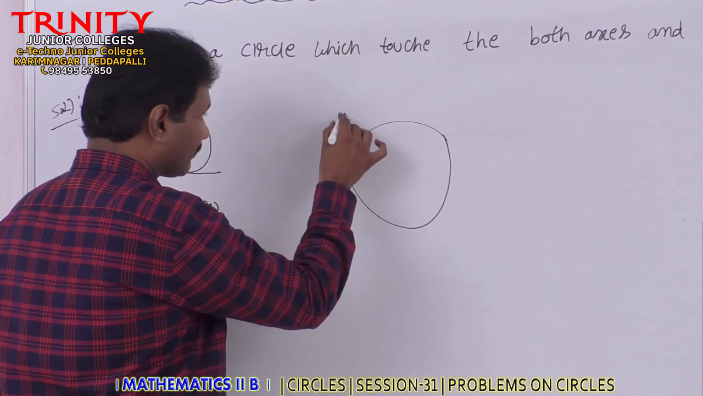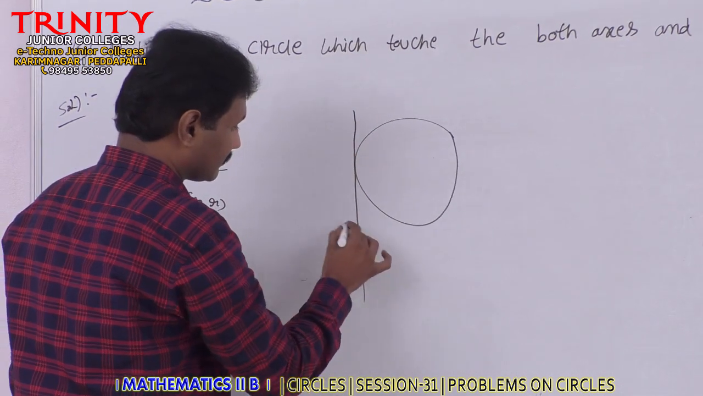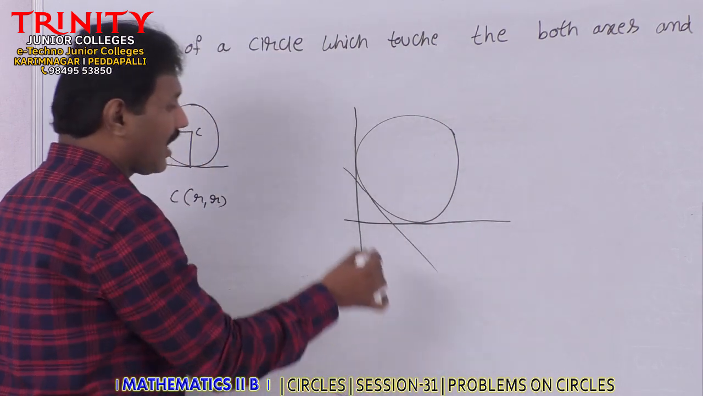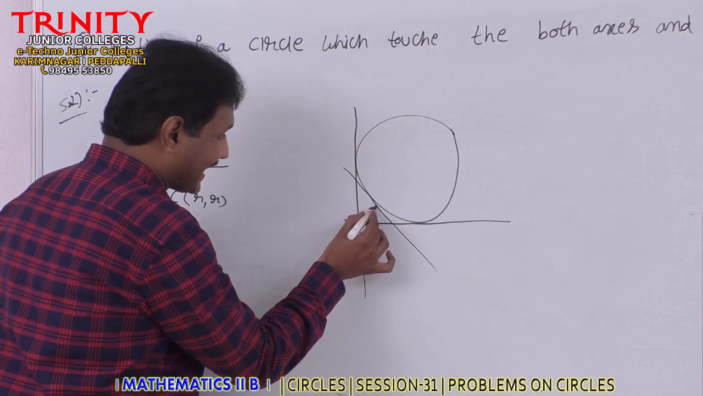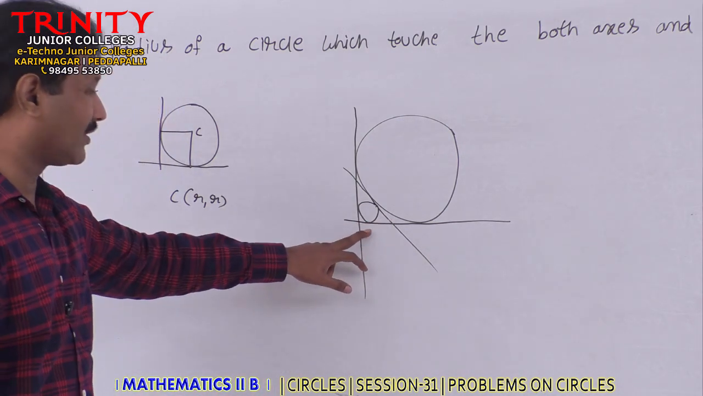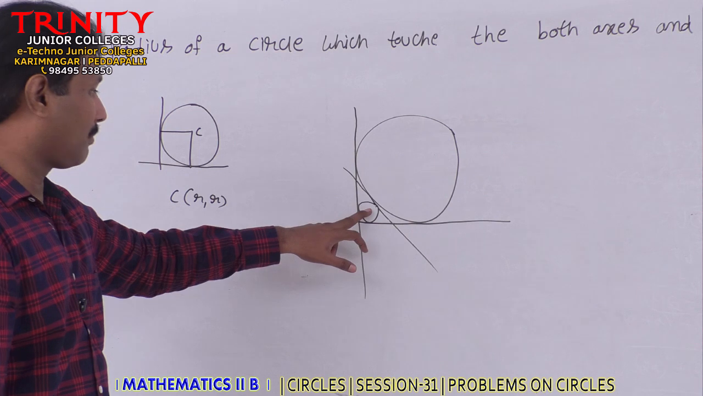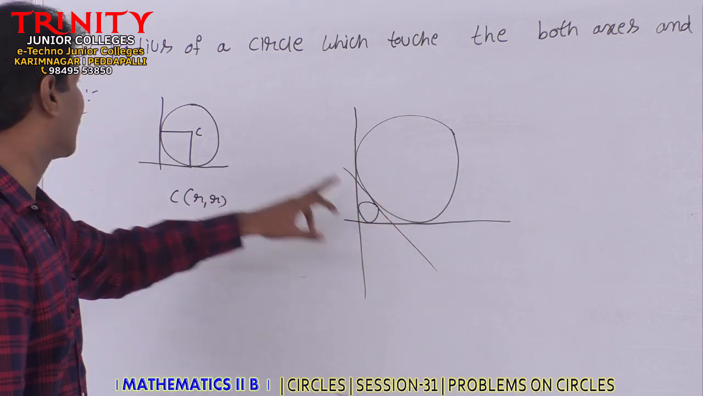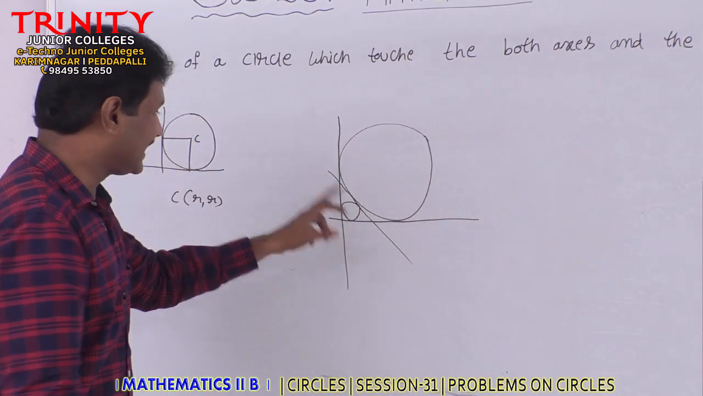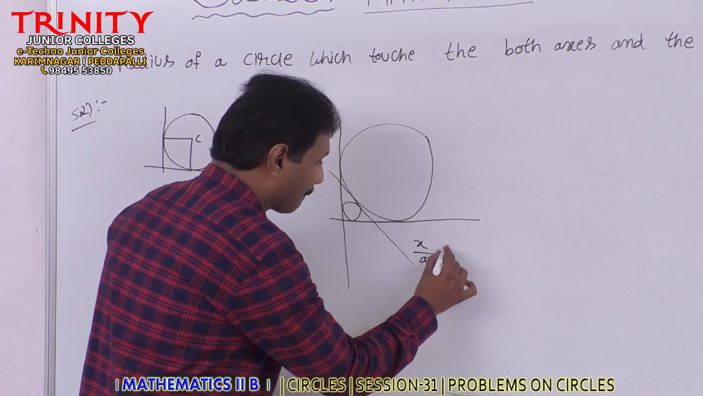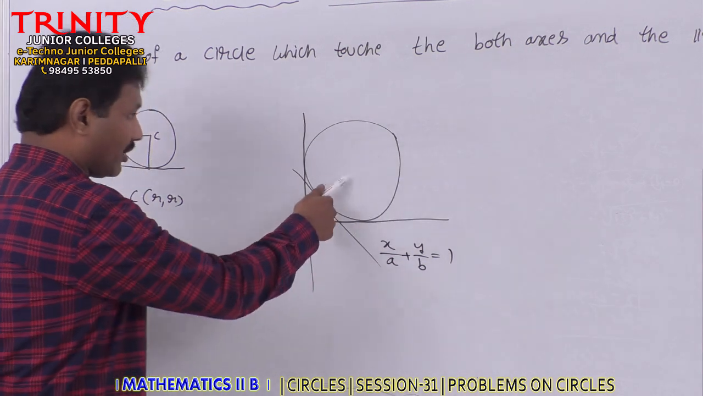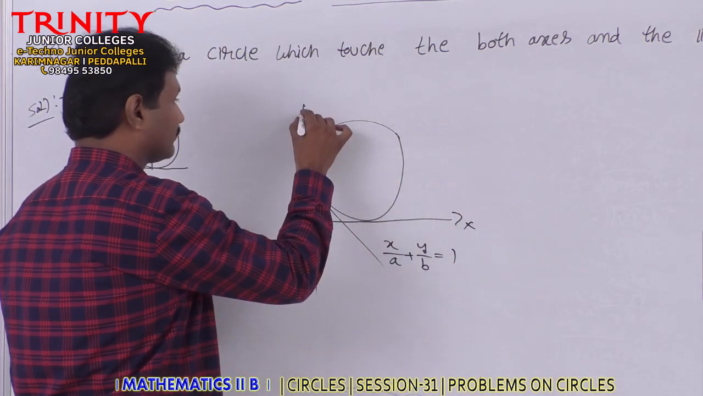Suppose this is the first circle, and this is the line that touches the circle and cuts the coordinate axes. This is another circle, which also touches both the coordinate axes. You get two different radii possible: one is the large radius, another is the small radius. This is the line x/a + y/b = 1, the center lying in the first quadrant. This will be taken as the first quadrant.